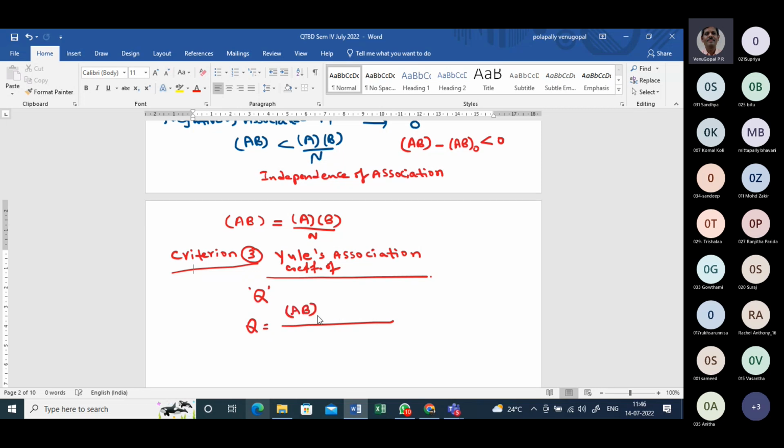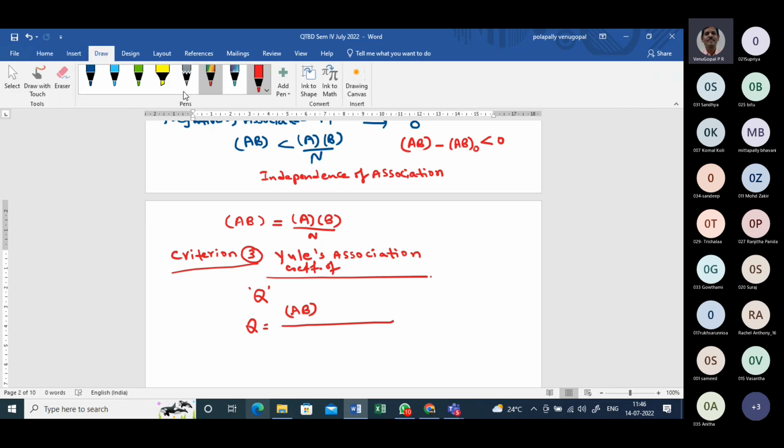So Q is equal to AB into alpha beta minus A beta into alpha B, divided by AB into alpha beta plus A beta into alpha B. Any doubts, any questions, children, here?